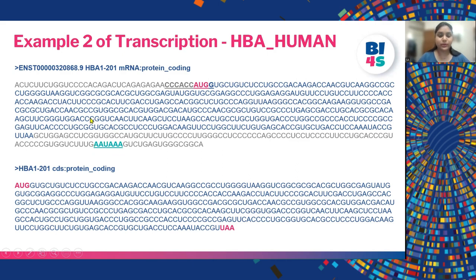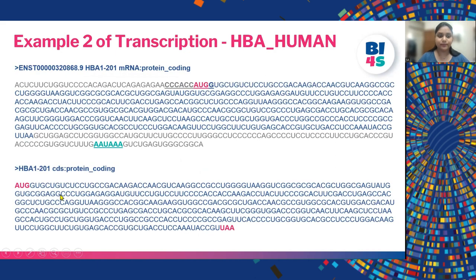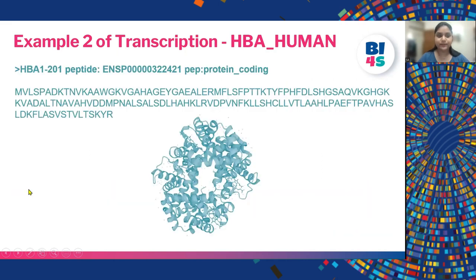Also, if we were to put a coding sequence out for this particular mRNA, it will start from this AUG and it will stop at the first stop codon, that is this particular UAA, as shown over here. So, if we have to find out the protein sequence for this, we will simply translate according to the codons given for this particular coding sequence, for this open reading frame that is defined by this AUG. And this is the protein sequence for the HVA gene.